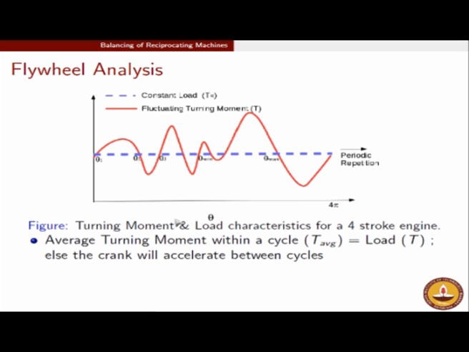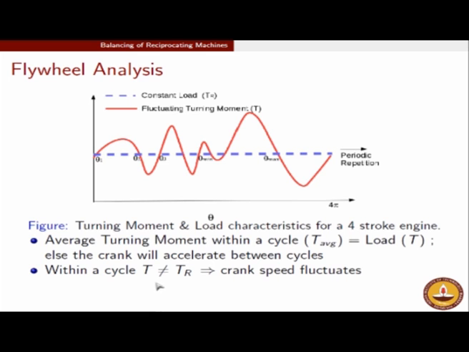True, there will be fluctuation in speed, but if the load torque balances in an average sense with the fluctuating turning moment, then across the cycle the average angular velocity will not change. That is what is happening. Now if you ask me whether within the cycle it can change? Yes, it should change, but then it is made minimal. This change is made minimal by the action of the flywheel.